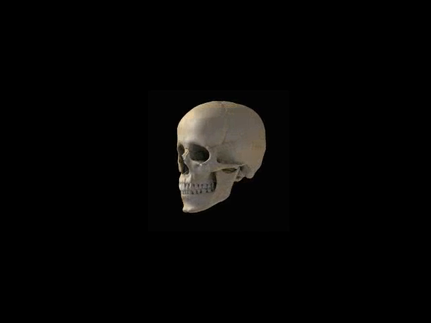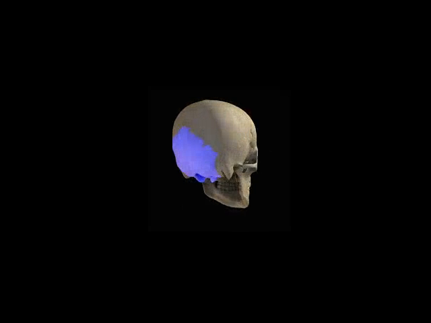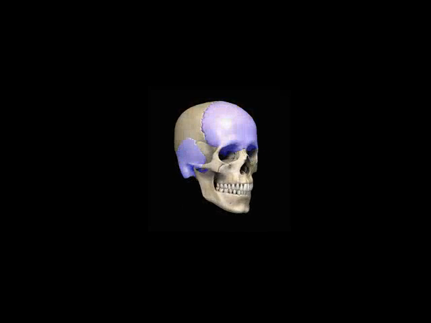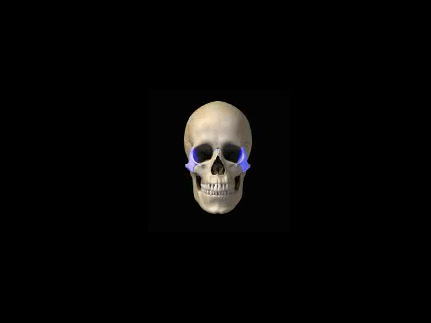Let's now identify some of the major bones of the skull. Starting posteriorly, we have the occipital bone, parietal bone, temporal bone, frontal bone, nasal bones, zygomatic bones, maxillary bones, and mandible.